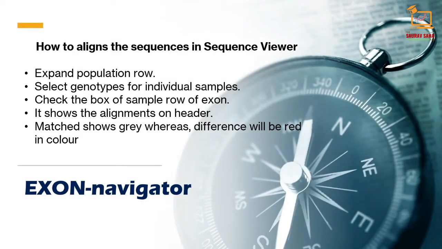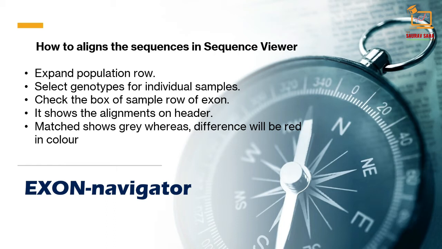How to align the sequence in the sequence viewer. Just expand the population row, select genotypes for individual samples, and check the box of the sample row of the exon. It shows the alignment on the header. Matches show gray, whereas differences will be red in color.